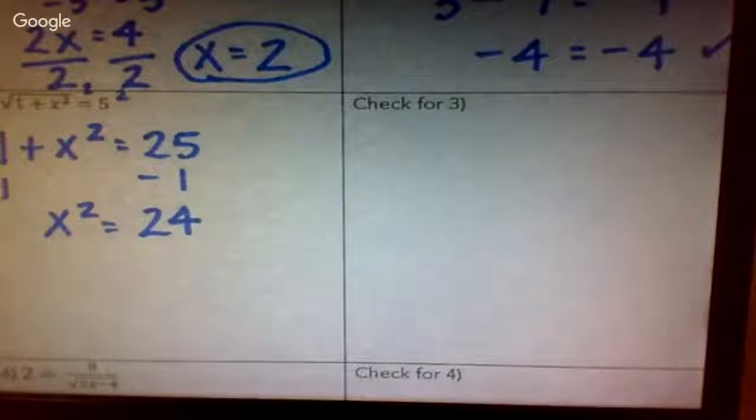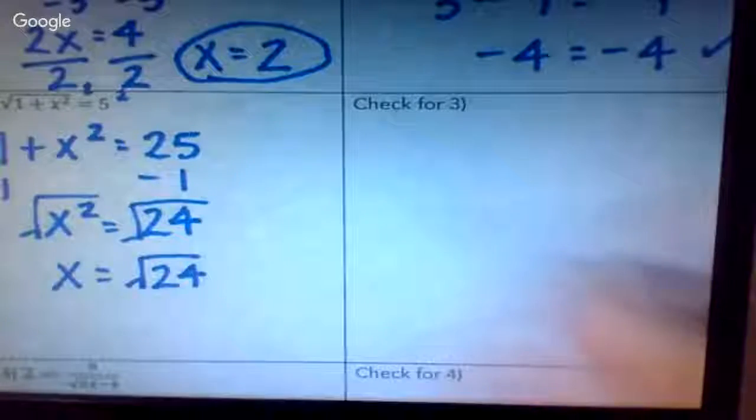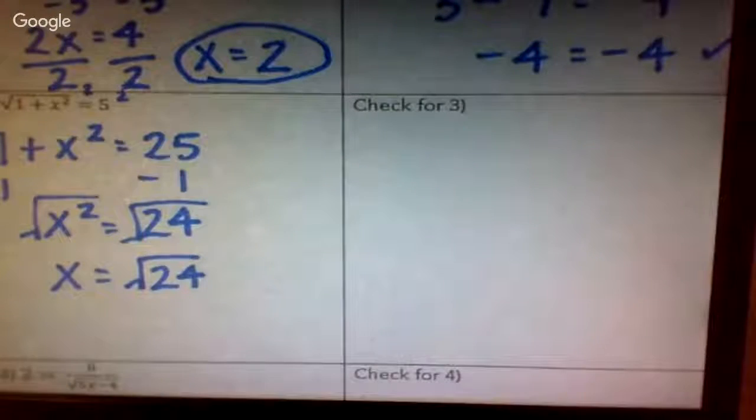That's all you can do. How do I get rid of the square? By square root. Opposite of square is square root. So we get x equals the square root of 24. That's all you can technically do right there. That should be your answer. Okay, let's go and check and see if it works though.